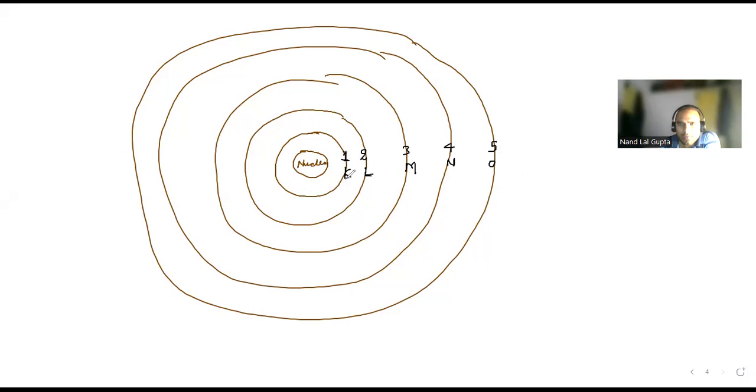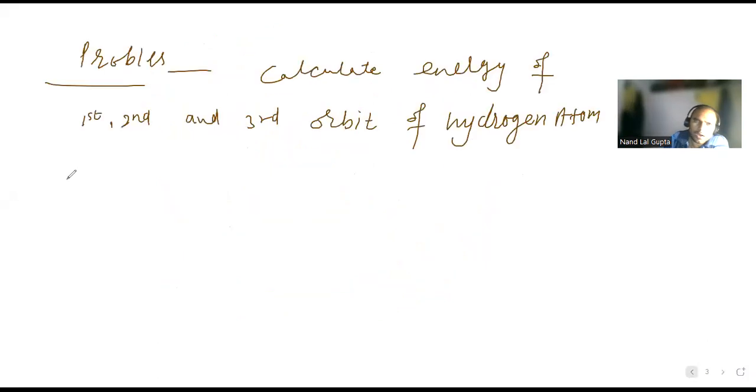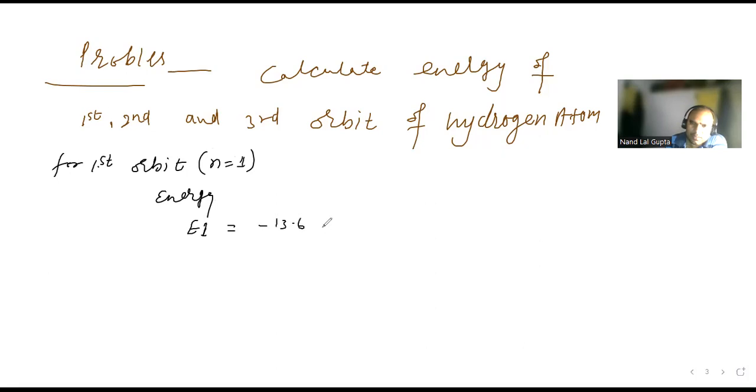So they are asking how much energy is there for the first orbit. If it is nucleus of hydrogen atom, how much energy will it be? So suppose for first orbit, how to write energy? Energy is equal to, we are writing E1. Why E1? First orbit, N is equal to 1. So E1 will be minus 13.6.